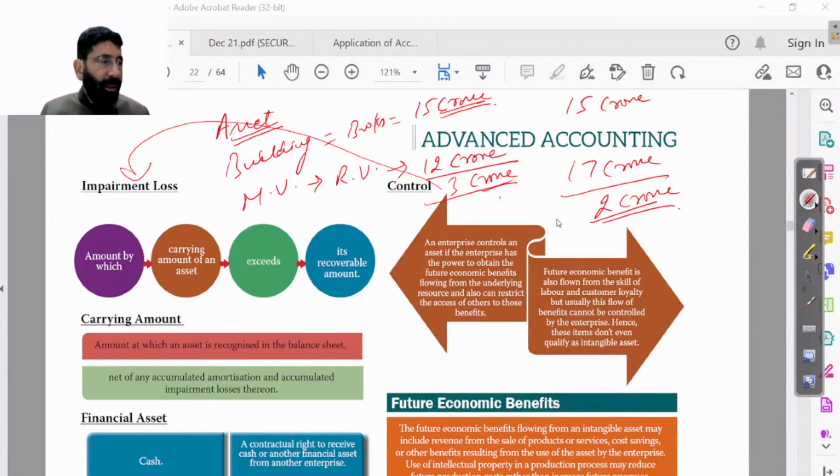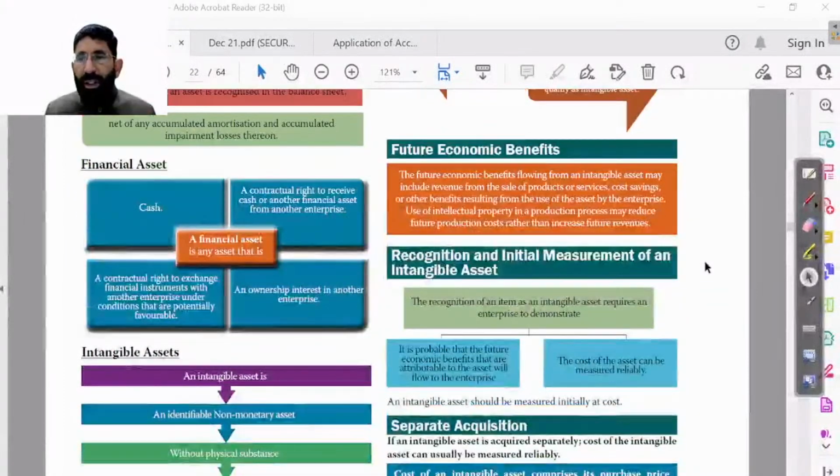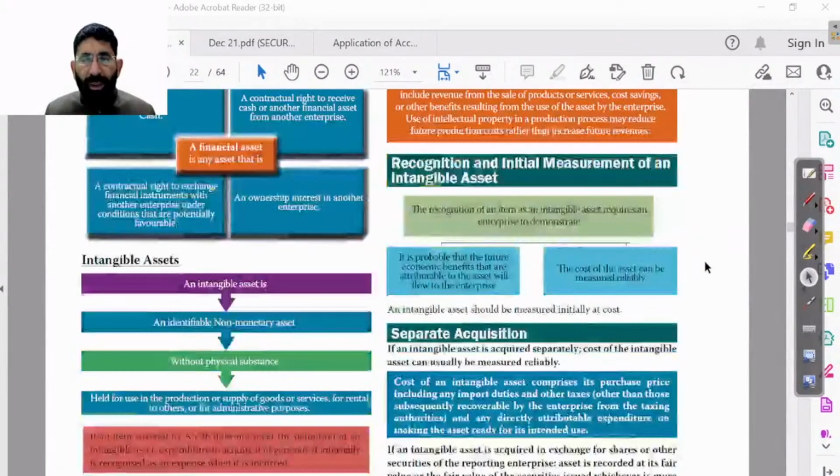So read the remaining all. Just wait, Jyoti. We will discuss, obviously. Just read the next definitions. Impairment loss is clear. Control, you have to read carrying amount, financial asset, future benefit, because these were already read by us in our previous lectures. I'm just giving you a revision for that. Financial assets, intangible assets.